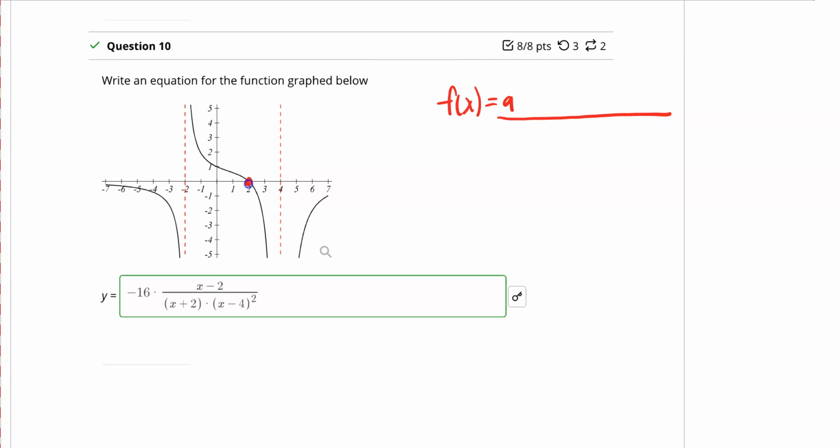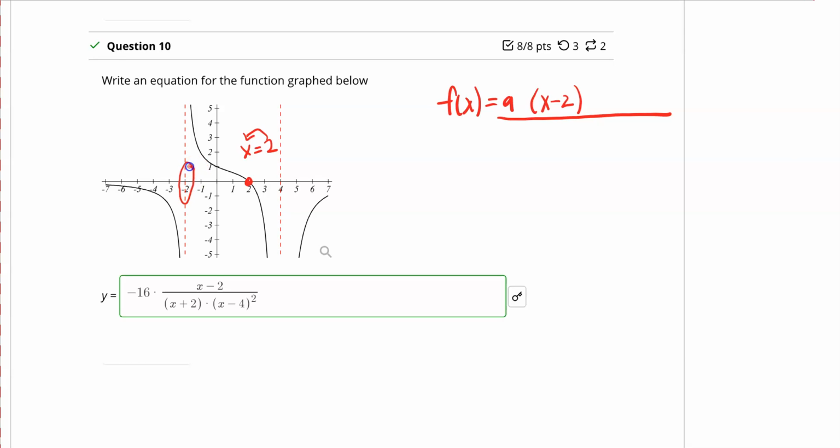And so we can see we have an x-intercept here at x equal to 2. So I'm going to put x minus 2. You just do that by moving the 2 over as the factor on top. On bottom, you're going to look and find the different places that you had vertical asymptotes.